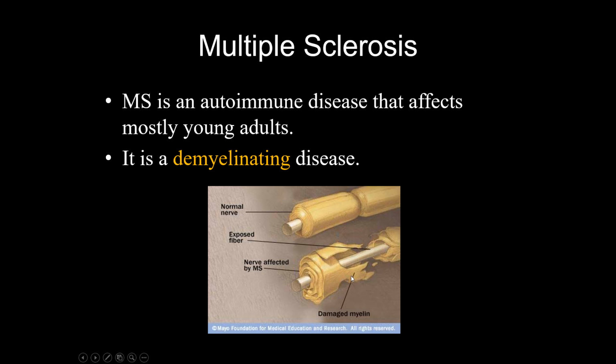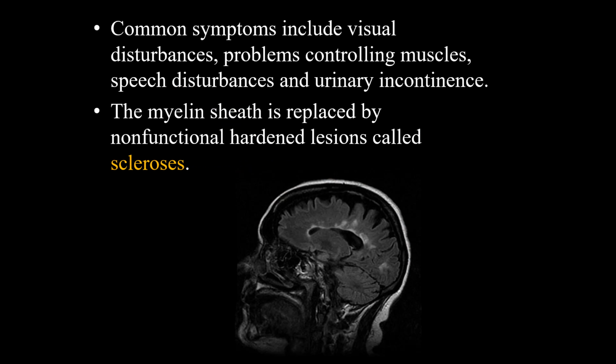That slows down impulse transmission, and it can allow for one neuron to communicate with another one accidentally, or what I'm going to call short-circuiting between the neurons. And so that's where some of the symptoms come in for that. Symptoms are all in this sentence right here, so notice what those are.